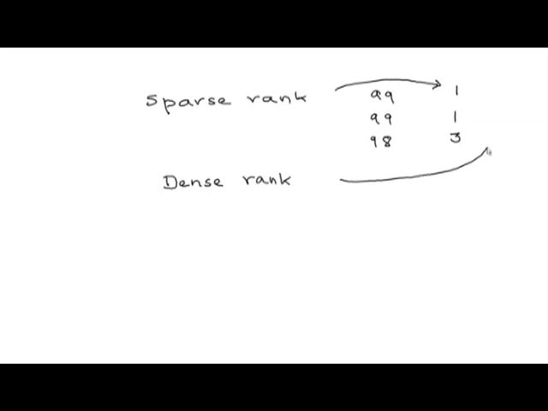Dense rank has no gaps, so this would be 1. This is the same mark, so it also has to be 1. We cannot make one of them 1. And then the next one would be 2. Okay, so first, let's get this concept clear. We have a sparse rank and a dense rank. Now, the next thing is, how do you calculate the dense rank?